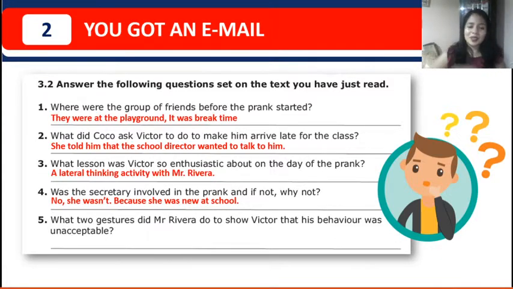Right, very good. The first one is tapping. And what about the second? He did this movement with his head. Yes, tapping his watch and moving his head, like saying, you are in trouble, right? So they were the two gestures that the teacher did. Come on, guys. Now, let's check the last part of the reading.